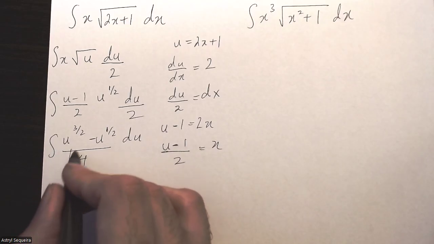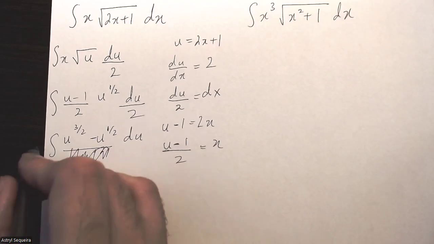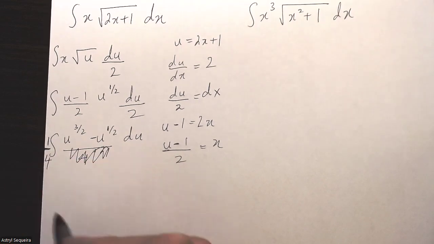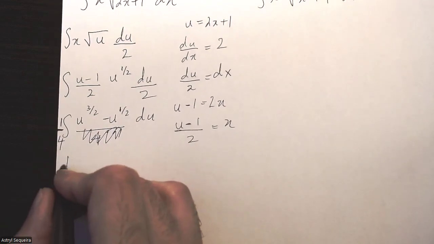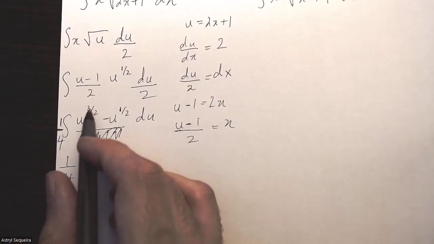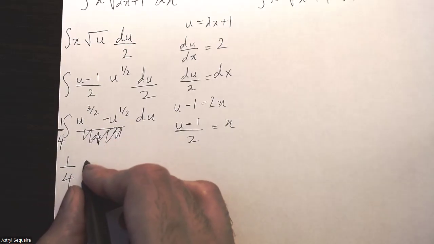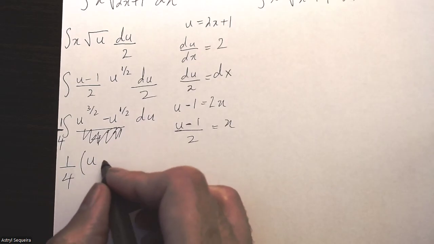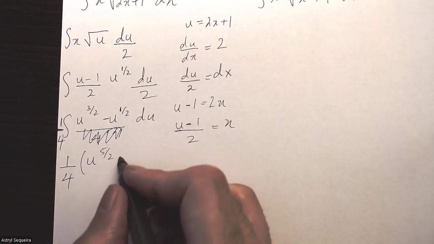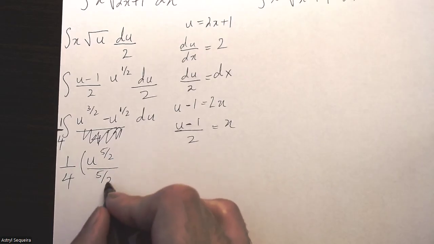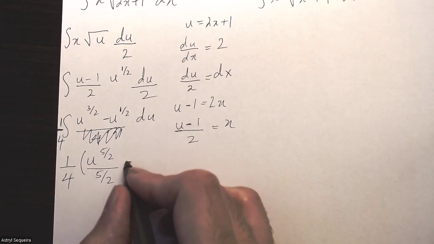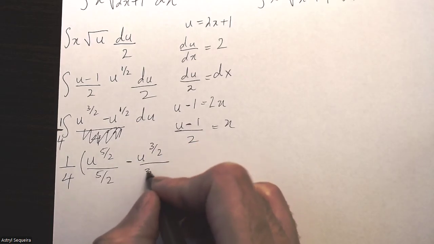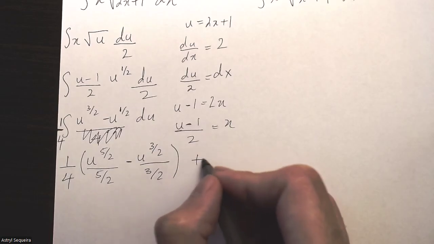So I'll actually do that in this step itself. I don't want to rewrite it. I'm going to write that as 1 over 4 in the front over there. Let's integrate this function next. So the integral of u to the 3 over 2, just adding 1 to the exponent, is u to the 5 over 2 divided by 5 over 2. And this is just u to the 3 over 2 divided by 3 over 2, plus c.